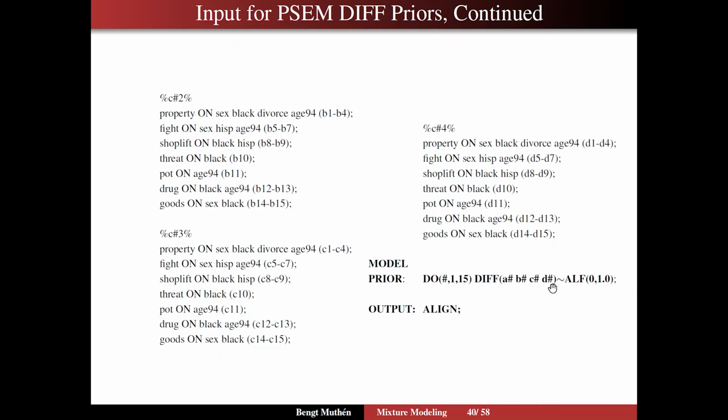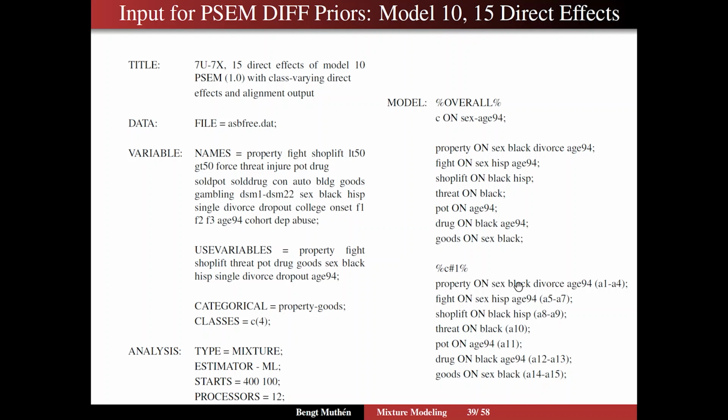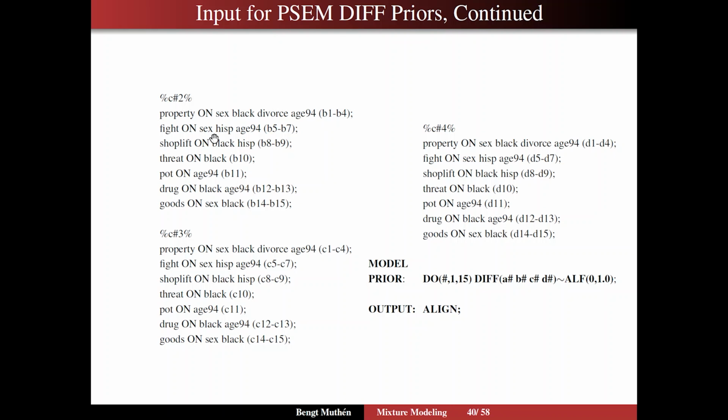So that is comparing the 4 classes. A, B, C, D are the 4 classes, and the numbers 1 through 15 are the 15 direct effects. So we go first looking at A1, B1, C1, D1. So that is, if you go back one slide, A1 is property on sex in the first class, B1 is property on sex in the second, etc. Property on sex for the 4th class, namely D. Okay, so that's a very convenient way of writing it, and it's not too complicated once you have explained it.